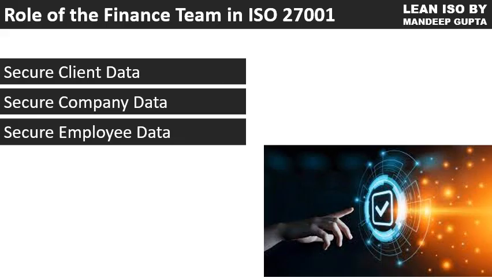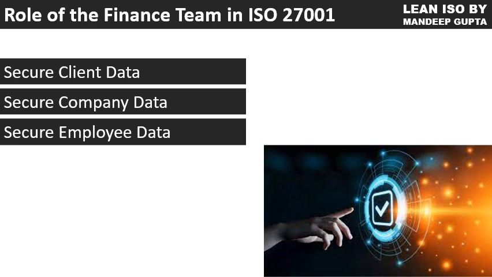So the first requirement from finance team is, they deal with a lot of data. They have client data, they have company data, and they have employee data. So finance team is the team which has every data of the company. They deal with every data of the company. So they are the most important team of the organization. Any data leak in any form definitely would be a disaster for the organization.